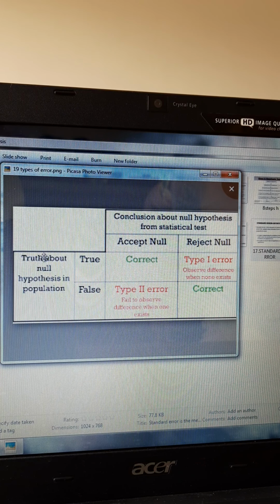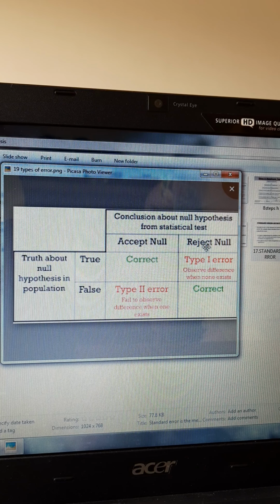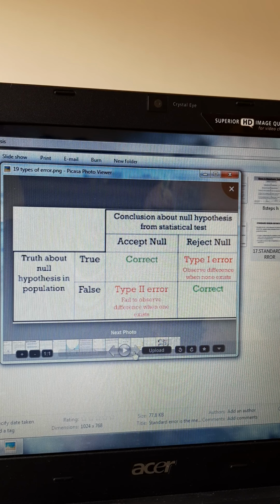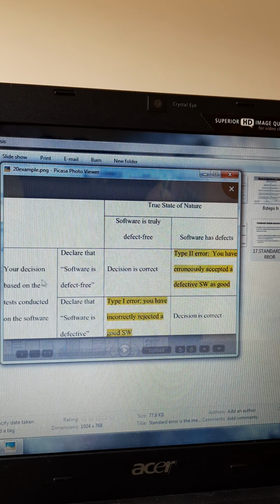Correct? This is your hypothesis, this is your conclusion. What have you done? You have set a hypothesis. It is true and you are rejecting it. So it is type 1 error. You have set a hypothesis. It is false, but though it is false, you have accepted it. That is a type 2 error. Now if you see examples, you will understand it nicely.